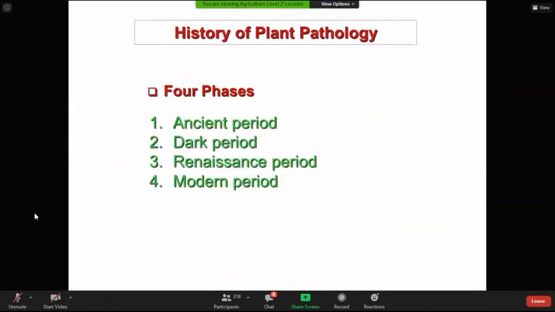Now, we have to have a clear understanding of the history of plant pathology. That means the genesis of the subject, how plant pathology basically developed as a science. You see, the history comprises 4 phases.